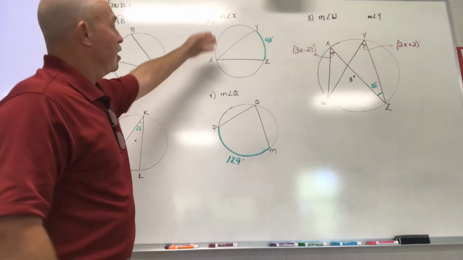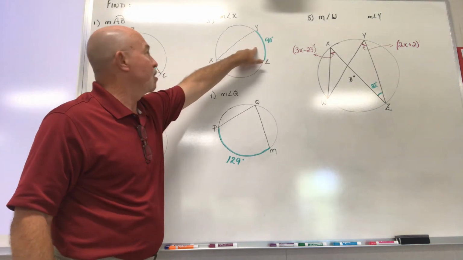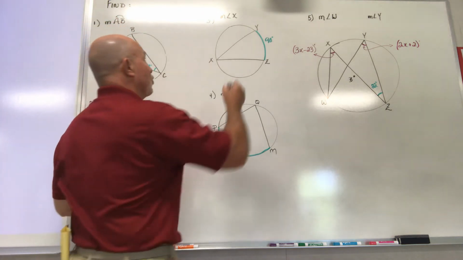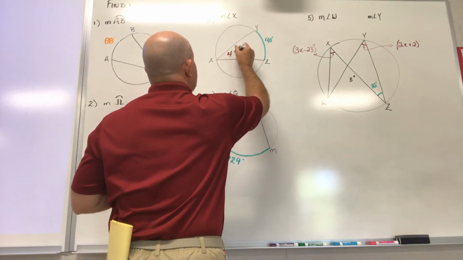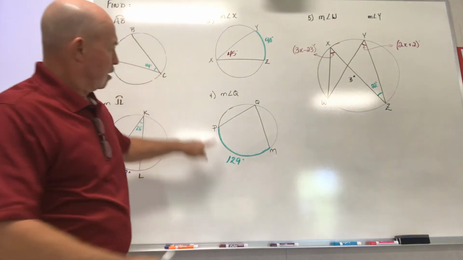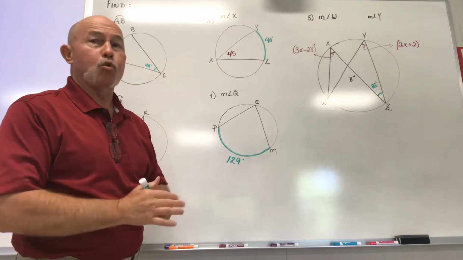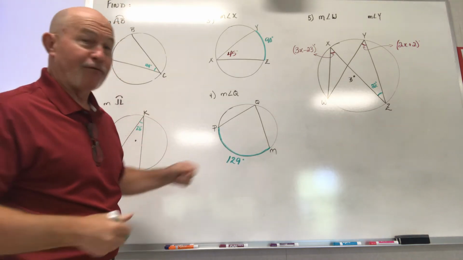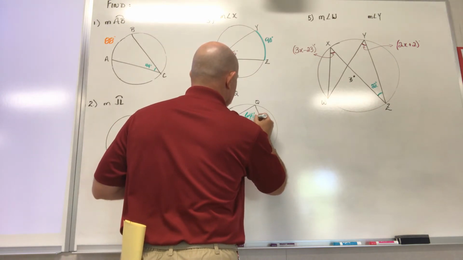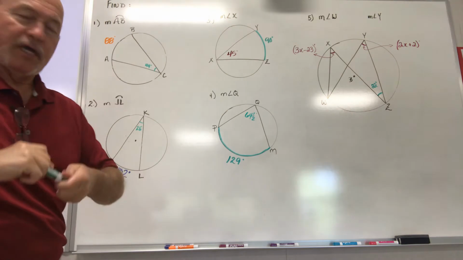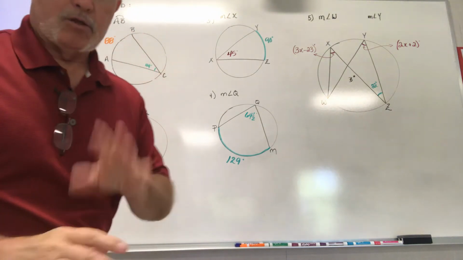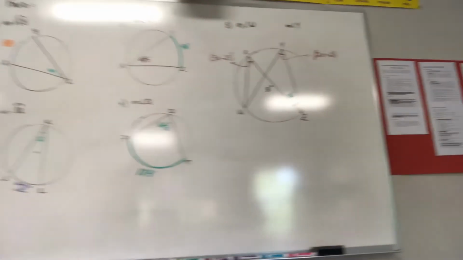Here, we have a 90-degree arc. Find the measure of angle x. Half of 90 is 45. And here, if the arc is 129, half of 129 is 64 and a half. Yeah, that's all we're dealing with. Those are the easy ones. Those are the startups.